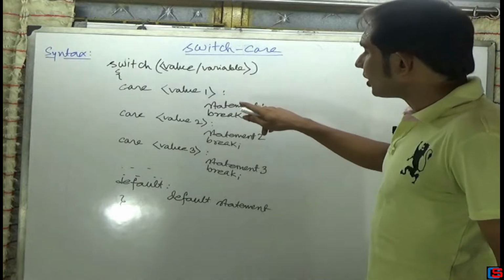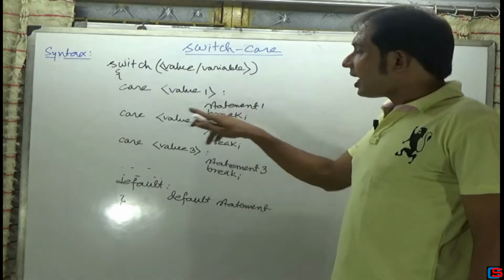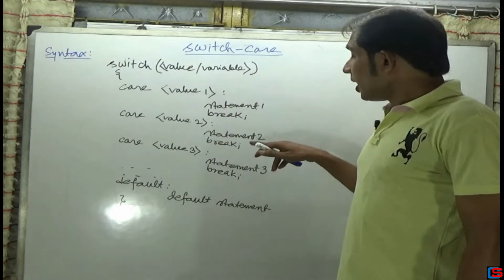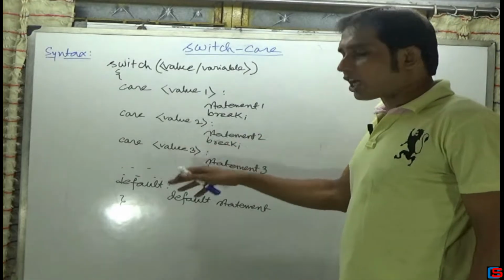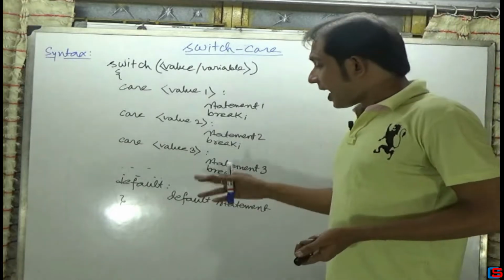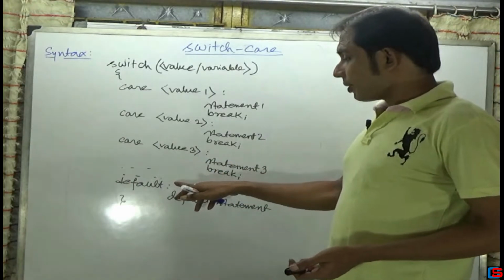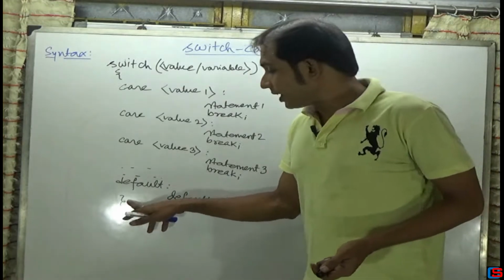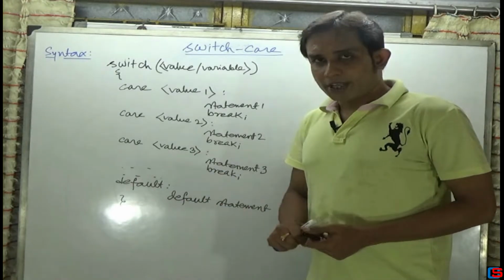and then after giving the colon we write statement 1 and then the break, and then the case space value 2 and colon and statement 2 and break, case 3 value 3 statement 3 and break, and so on. As many cases as we need as per the program provided to us. And at the last we have to write the default statement, that is default colon default statement, and then you have to complete this switch case by giving the closing braces.